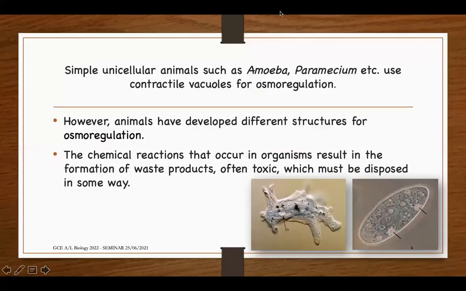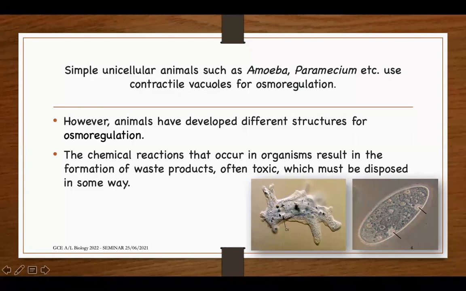Then the second question they have asked here: name 2 simple unicellular organisms that use contractile vacuoles for osmoregulation. You can see in the presentation, simple unicellular animals such as amoeba and paramecium use contractile vacuoles for osmoregulation. Who are unicellular animals, children? Unicellular, uni means one. So those who have one cell, simple microorganisms like amoeba and paramecium. They don't have complex systems for osmoregulation. They just have simple contractile vacuoles.